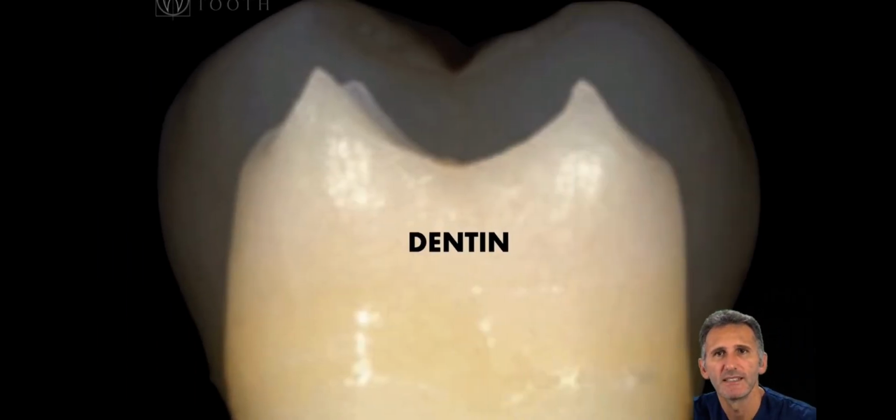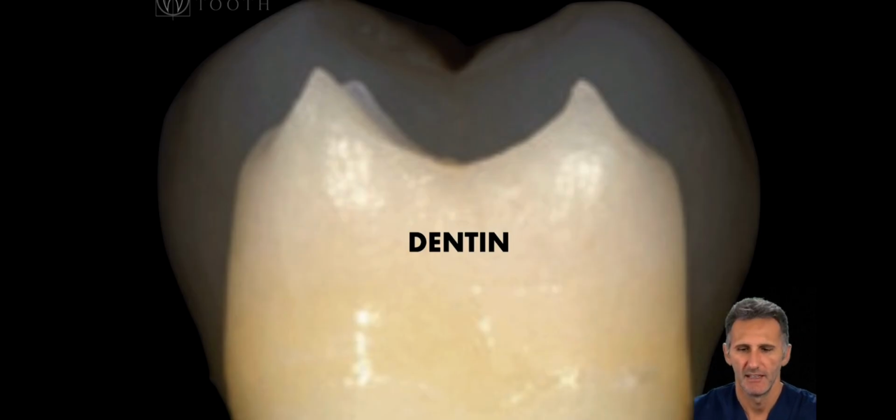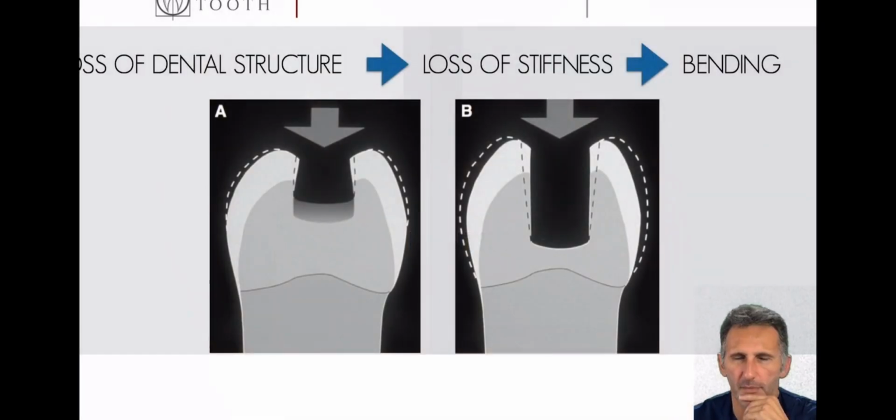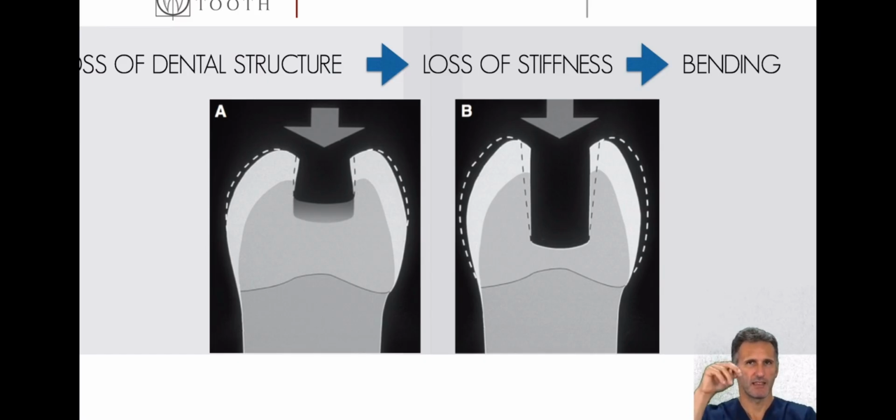On the second point instead, we have the dentin. The dentin is the real bank of the strength of the tooth. Because when we lose dentin, all these biomechanical problems start to arise. We have the loss of dental structure above dentin that leads to loss of stiffness with bending. Bending starts to put tension forces on the elements, and with time we also have the accumulation of fatigue.